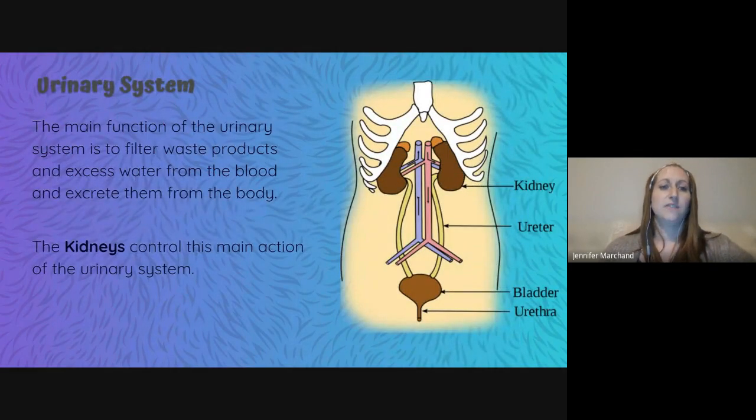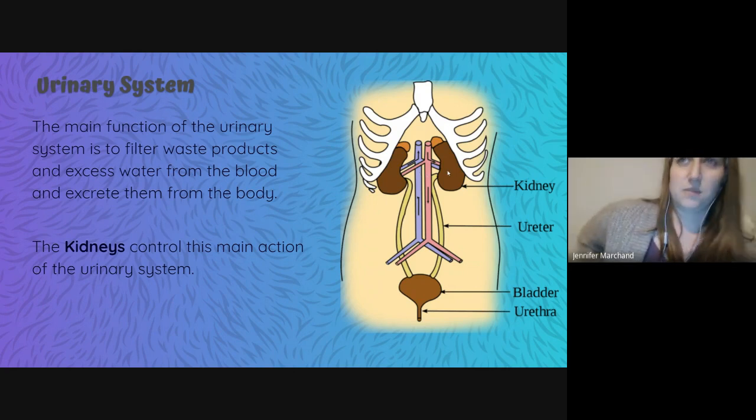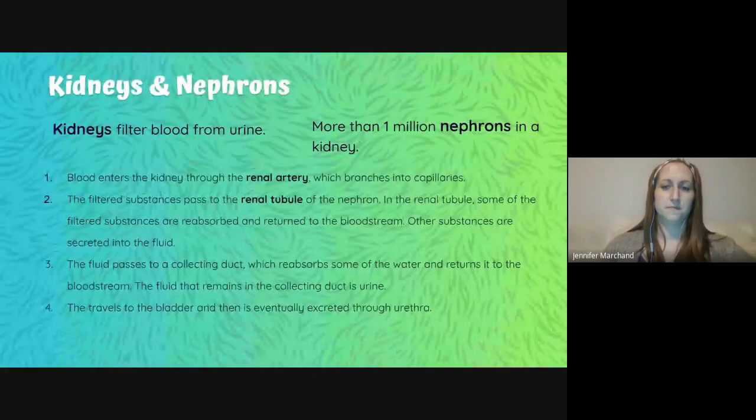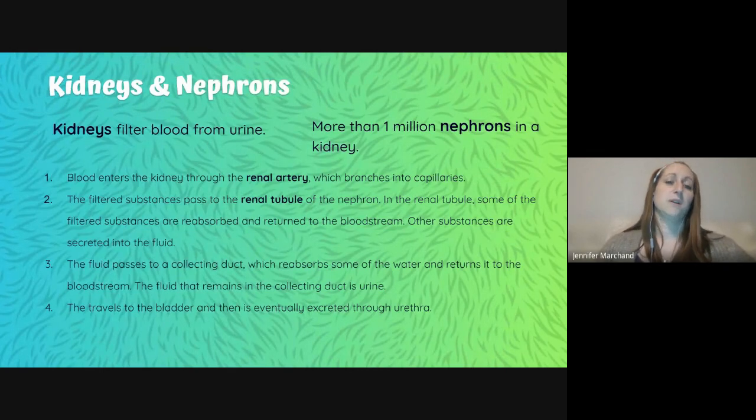Next up, we have the urinary system. The main function of the urinary system is to filter waste products and excess water from the blood, and then it excretes them from the body. The kidneys, these two right up here, kind of right in the center of your back, control the main action of the urinary system. The biggest part of the kidneys is that they filter blood from the urine to make sure that it is able to travel back into the body. More than 1 million nephrons are in a kidney.